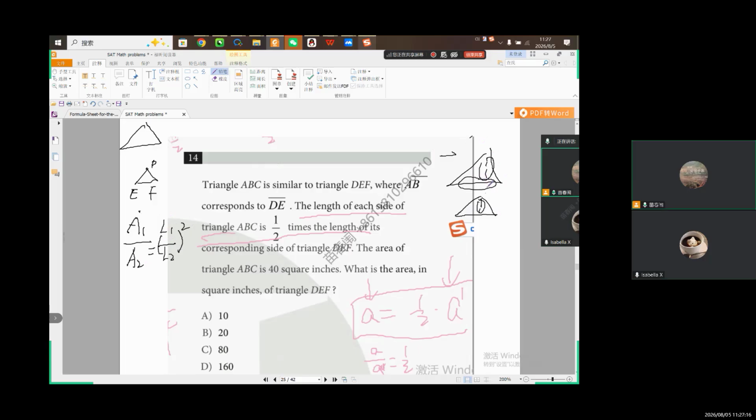So that's why you should basically square that. Does that make sense? Whatever ratio you have, you should square that. So this is a formula.